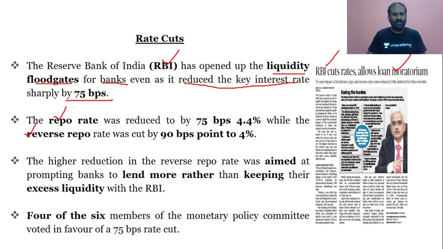Yes, it is the repo rate, which was reduced by 75 basis points, and now it is 4.4 percent, and the reverse repo rate, which was reduced by almost 90 basis points, that is close to 1 percent, and now the reverse repo rate is 4 percent. That means yesterday's RBI initiative reduced the key interest rate, that is the repo rate, to 4.4 percent, in the month of March 2020.